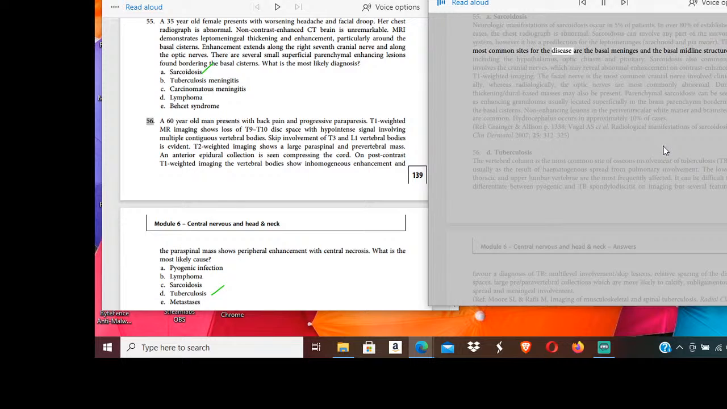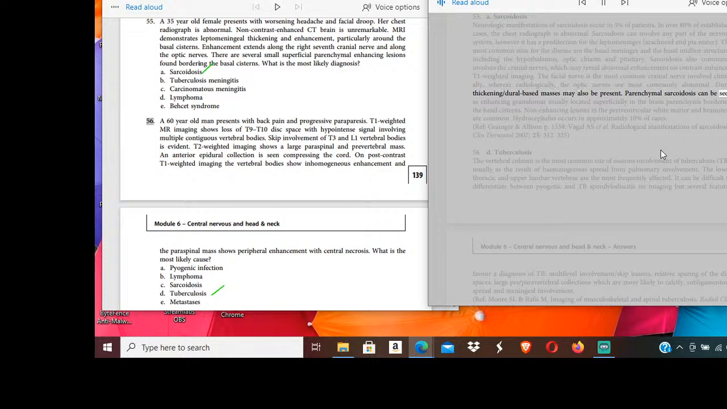The most common sites for the disease are the basal meninges and the basal midline structures, including the hypothalamus, optic chiasm, and pituitary. Sarcoidosis also commonly involves the cranial nerves, which may reveal abnormal enhancement on contrast-enhanced T1 weighted imaging. The facial nerve is the most common cranial nerve involved clinically, whereas radiologically, the optic nerves are most commonly abnormal. Dural thickening or dural-based masses may also be present.